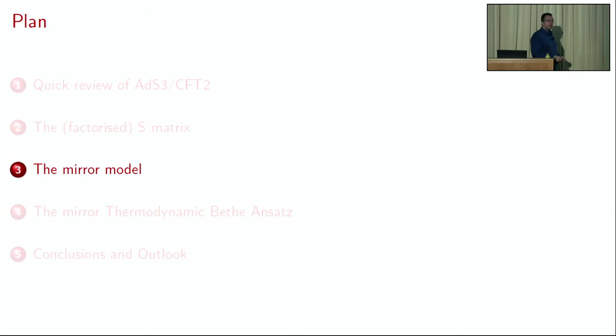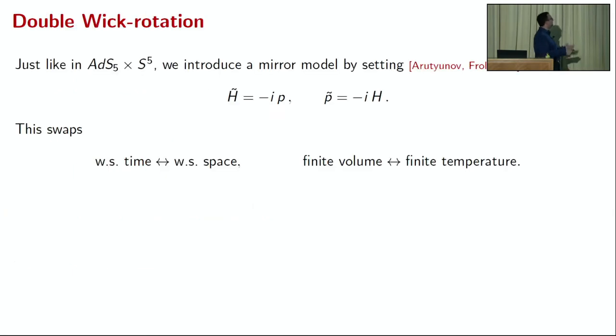Mirror model, and I apologize to the many experts in the room. I will say just a few words. So the basic idea is that we want to trade finite volume for finite temperature of a mirror model, and we want to do a double Wick rotation that exchanges worldsheet time with worldsheet space to achieve this goal. So what I will do is that I will indicate with a tilde all the mirror model quantities. For instance, H tilde is the mirror model energy, and P tilde is the mirror model momentum.